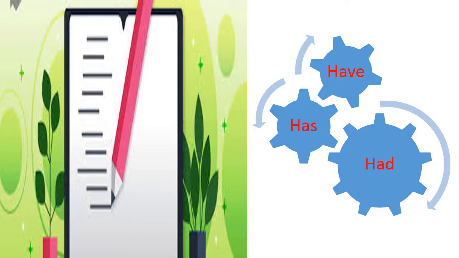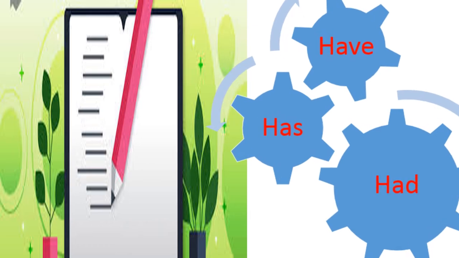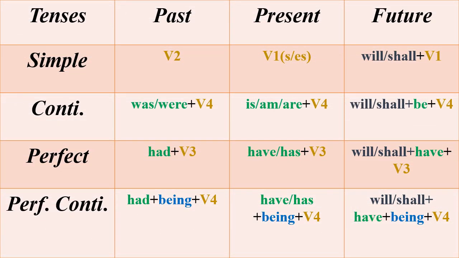Moving further, we have has and had. Let's see where to place these words in our tense chart. Let's focus on the third row of this chart, that is the perfect tense. We use had for past perfect tense. For example, I had written a letter.